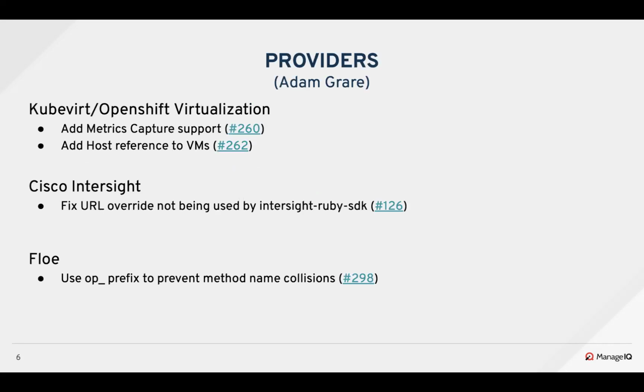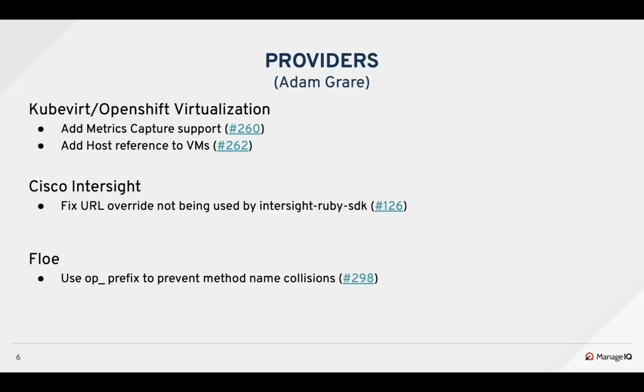So this sprint in the KubeVirt and OpenShift virtualization side, Nasser added metrics capture support using Prometheus from the OpenShift or Kubernetes endpoint. So we're able to capture metrics about VMs and hosts, I believe. We also added a host reference to the VM from KubeVirt. Previously, this wasn't being captured, and this is a prerequisite to be able to make the link for looking at metrics for those.